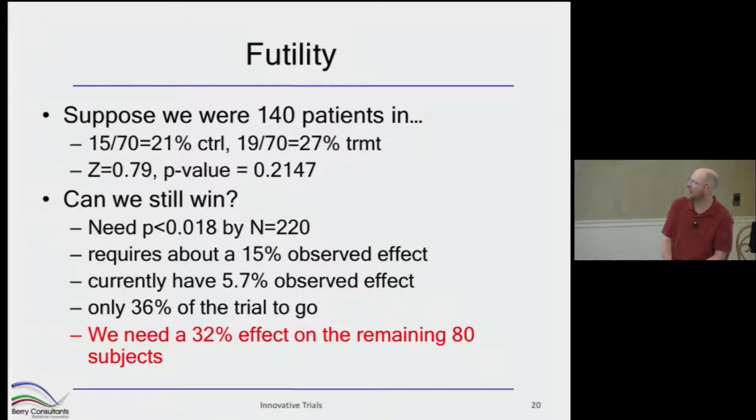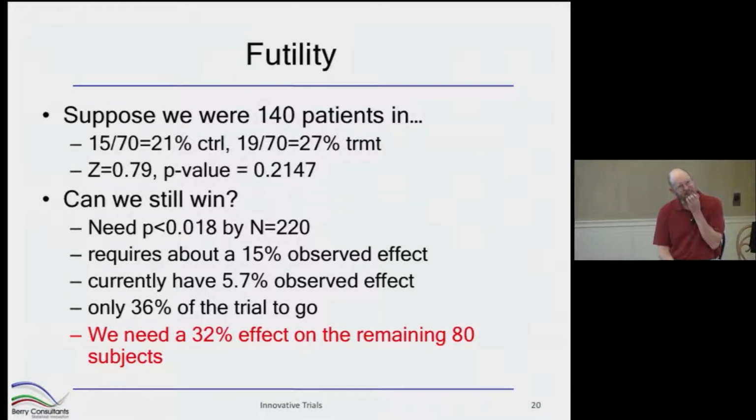So one question to ask is, well, how likely is it that we're actually going to win this thing? We currently have a p-value of 0.21. We know that we need to get that to 0.018. And if you could imagine applying this to a non-group sequential design where you have to get the p-value to 0.025, it would look very close. But here we've got to get to 0.018, and we've got to do it by 220. Okay. In order to get a p-value of 0.018, that requires about a 15% observed effect. Your friendly statistician can back calculate that for you.